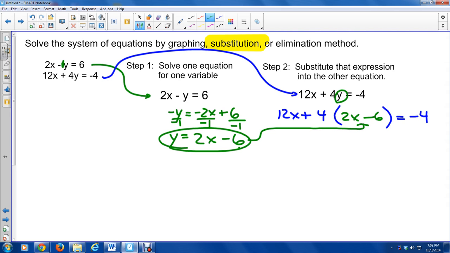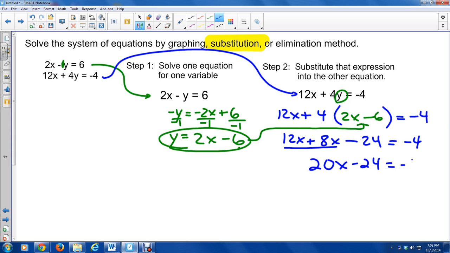Okay, I'm substituting this right in there. From here, I just go ahead and solve that. If you notice, I now have two x terms, and I have no y in my equation. That's exactly what I wanted. So I have 12x plus, I'm distributing, 8x minus 4 times 6, 24 equals a negative 4. I can combine my like terms, giving me 20x minus 24 equals a negative 4. Add the 24, so 20x equals 20, giving me x equals 1 when I divide.